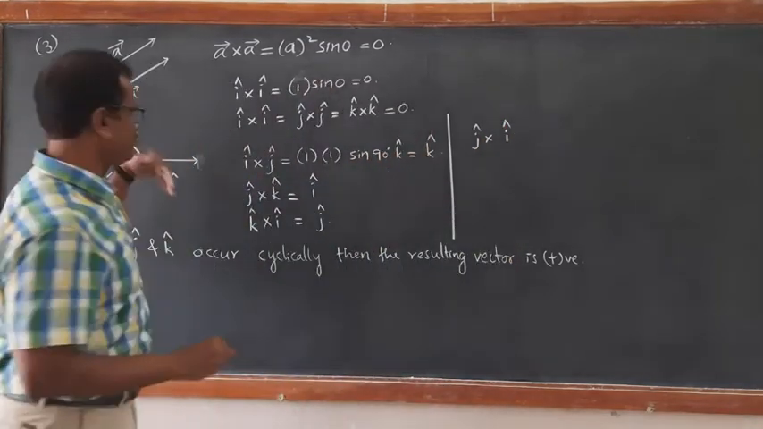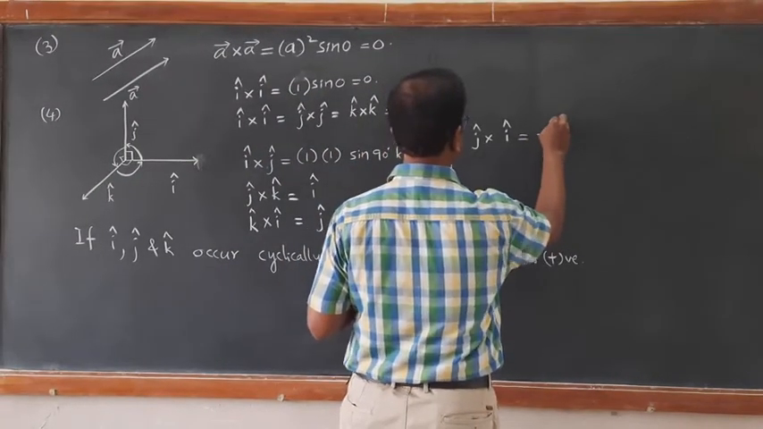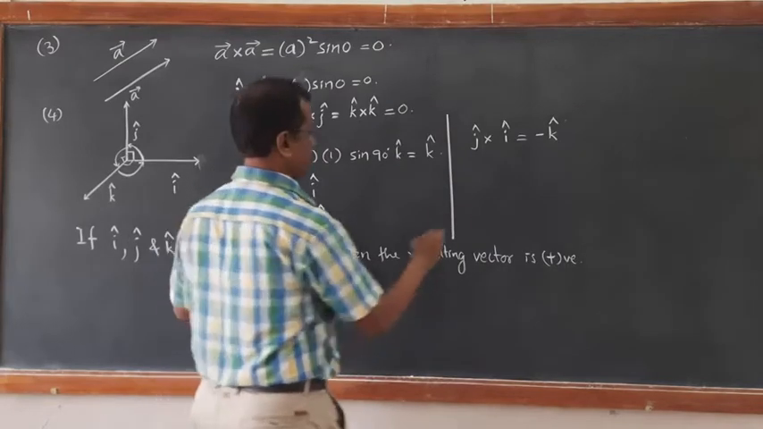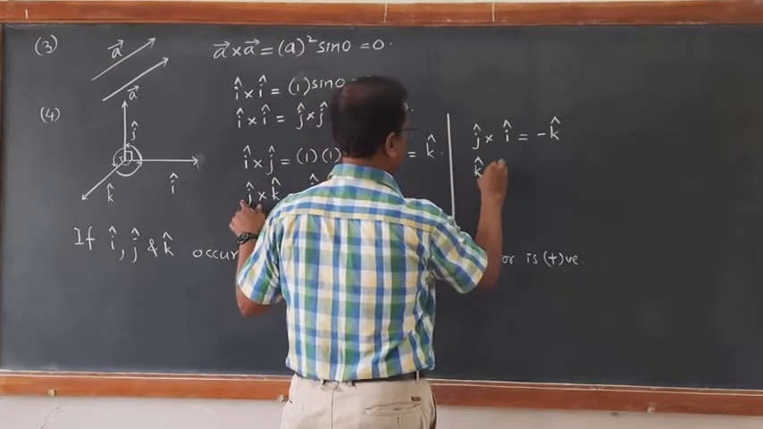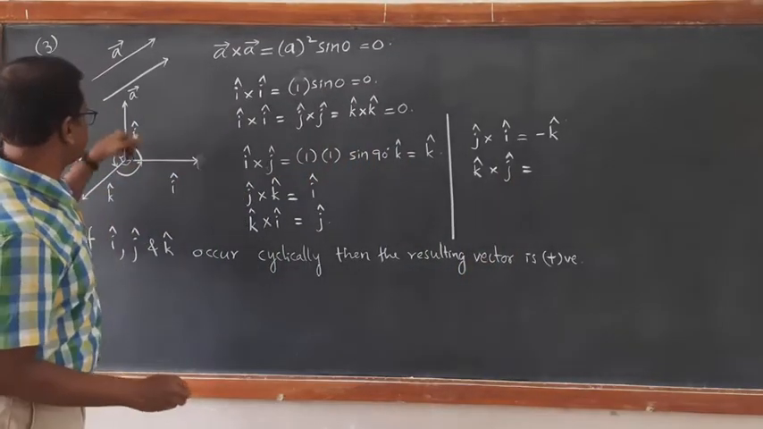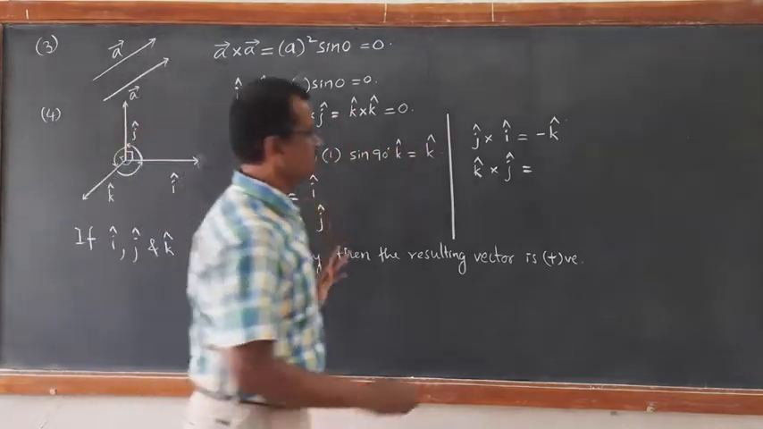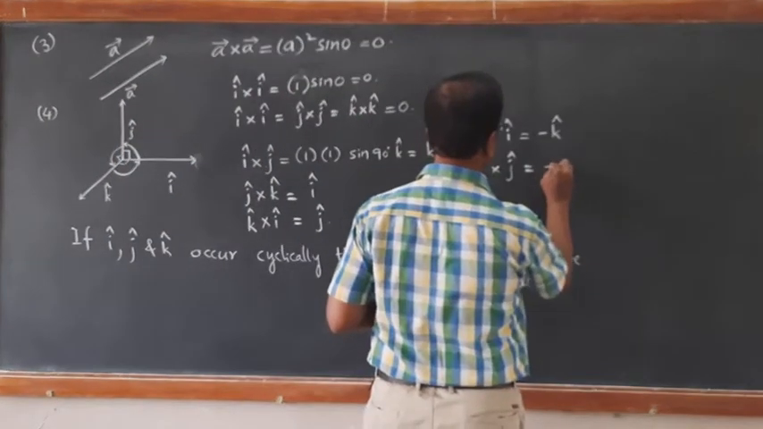You are in the opposite sense. j cross i is equal to minus k. k cross j. Again you see it is in the clockwise sense. If you are following the clockwise sense, then you will get the negative result. k cross j is equal to minus i.